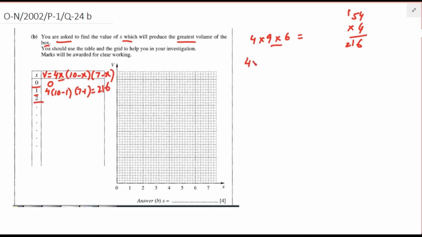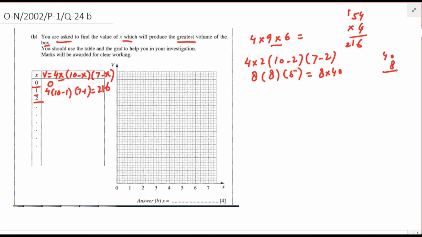For x is equal to 2, V is equal to 4 multiplied by 2(10 minus 2)(7 minus 2). This is equal to 8(8)(5). This is equal to 8 multiplied by 40, which is equal to 320. So V is equal to 320.